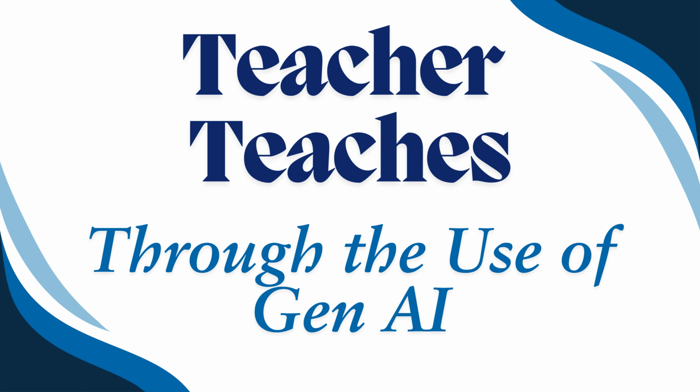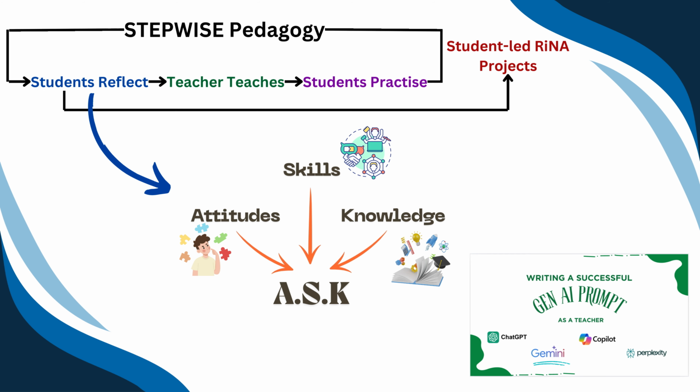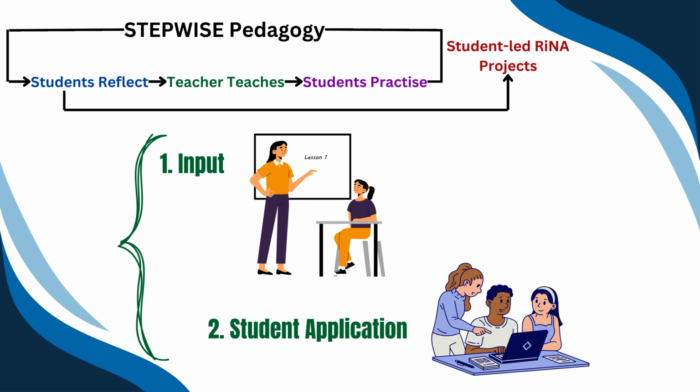As part of our AI-based series on stepwise pedagogy, we focus on the Teacher Teaches section to design a grade 10 climate change science lesson. Students should have completed the Student Reflect phase already. Refer to our previous video for guidance on how to design this. This tutorial demonstrates using generative AI to design a one-class lesson on semiotics for grade 10 science students, covering both the input and student application segments.